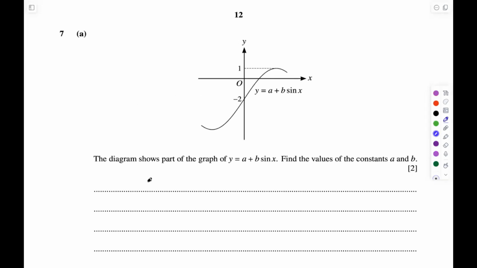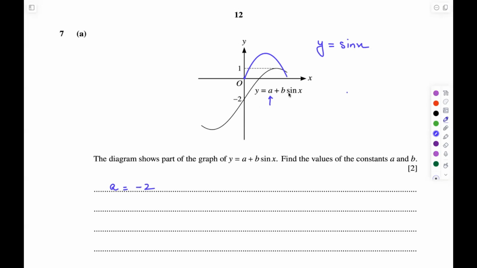In question 7, part A, the diagram shows part of the curve y equals to a plus b sine of x. We have to find the values of the constants a and b. Now to understand this, we first have to understand that a basic sine curve, if let's say we are drawing a graph of y equals to sine x, starts from x 0 and y 0 and goes on like this. Now, as this graph is for a plus b sine x, we can see that it has moved 2 units downwards. So this value of a, which represents a translation in the y direction, will be equal to minus 2, as the graph has moved 2 units downwards.